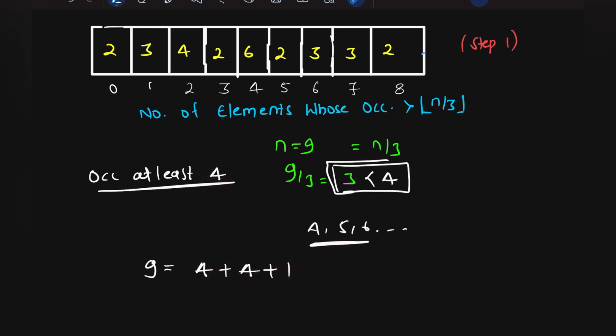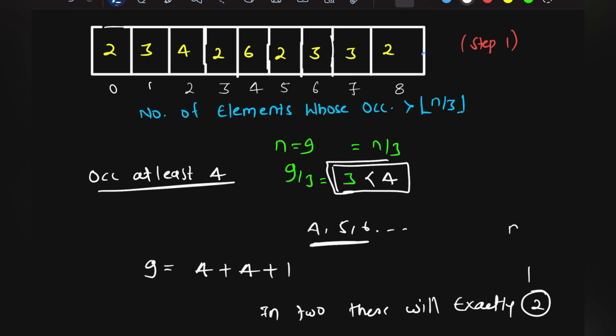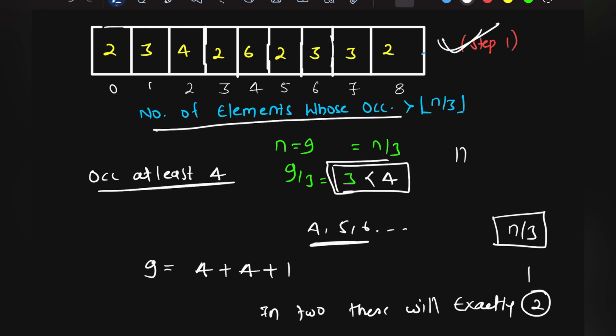So can I say in total there will be exactly 2 elements whose occurrence is greater than n by 3 times. So I hope you understood step 1, that is how many elements have an occurrence greater than n by 3 times. For sure, whatever the size of my n, my total elements will be 2 whose occurrence is greater than n by 3 times. So now let's jump to the second step of our solution.